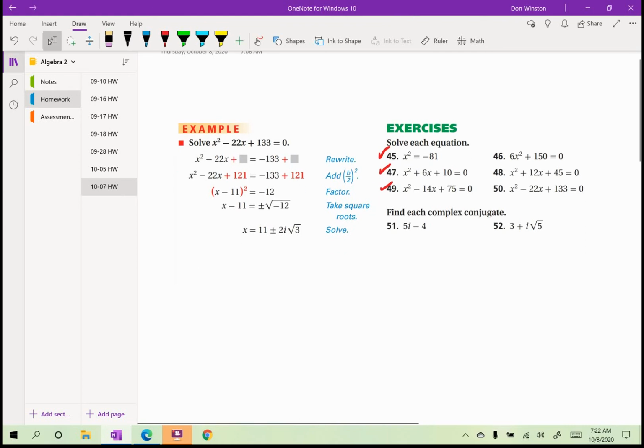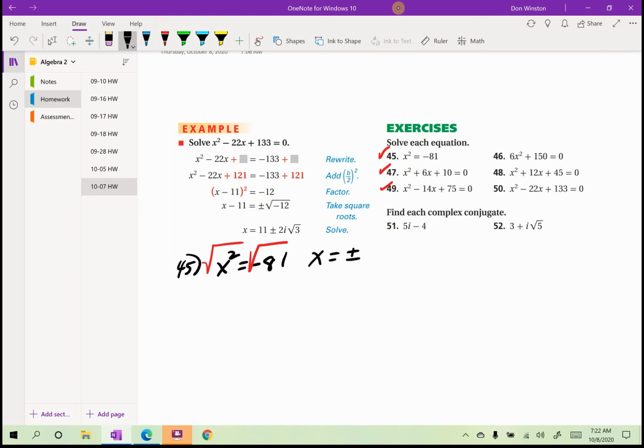Okay, so let's look at number 45. We had x squared equals negative 81. So we have to undo squaring, which is square rooting. And so we have x equals plus or minus, always two answers, remember, square root of negative 81. This is equal to plus or minus the square root of 81 times the square root of negative 1, so this would be plus or minus 9i. On Schoology, you would just enter plus or minus 9i as your answer.